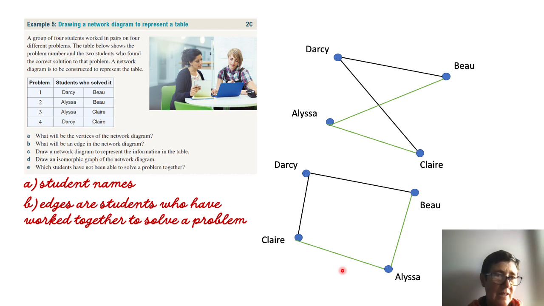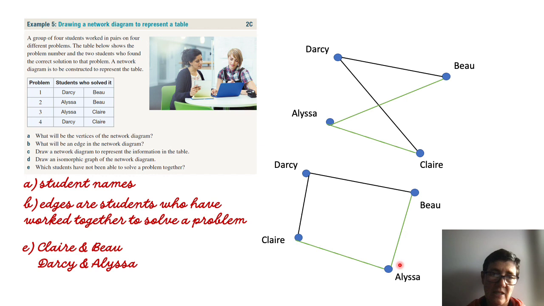Question E: which students have not been able to solve a problem together? Obviously, Claire and Bo, there's no connection, and Darcy and Alyssa, there's no connection. All right, so that's drawing just a network from a small table.